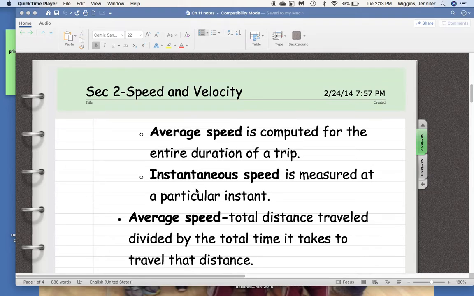The next one is instantaneous speed. This is measured at a particular instant, like right then when the cop puts the radar gun on you and says you're going 75 miles an hour in a 50, that's the instantaneous speed.